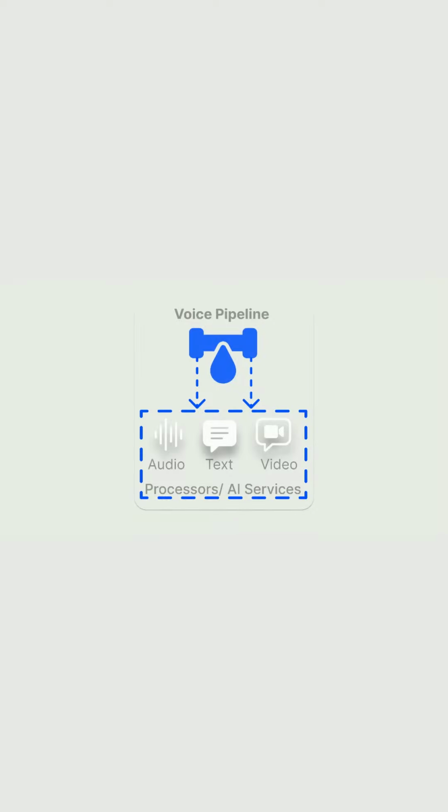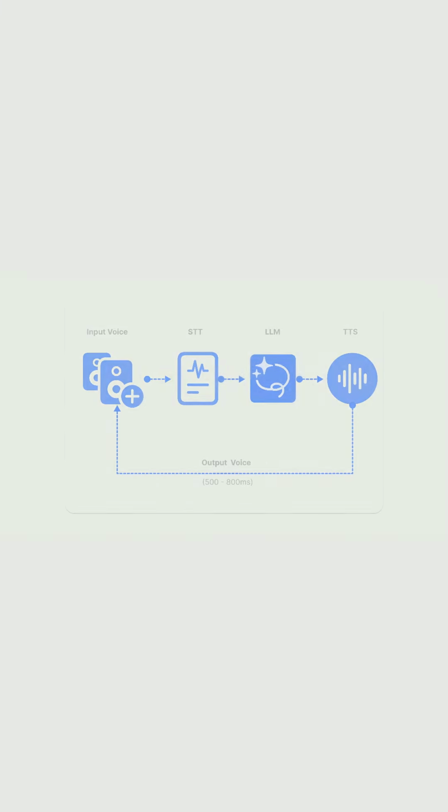The voice pipeline consists of an input audio from the user, which is sent to a speech-to-text component for transcription. The transcribed message is then forwarded to an LLM, which generates a response that is converted from text to speech, and the final voice output is what the user hears within 500 to 800 milliseconds.